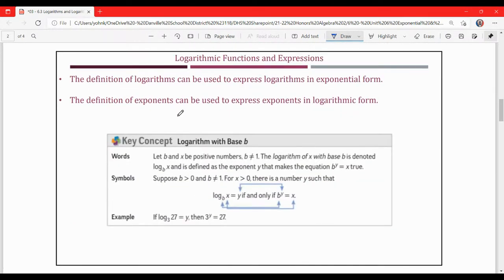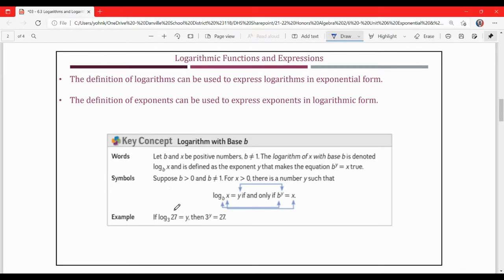The definition of logarithms can be used to express logarithms in exponential form, and you can also put exponents into logarithmic form. So basically, you can switch back and forth between logarithms and exponents. If you have log base b of x equals y, you can change it to an exponential function by taking the base b and still making it the base. But now the answer is the exponent, and the x value is now on the other side of the equal sign.